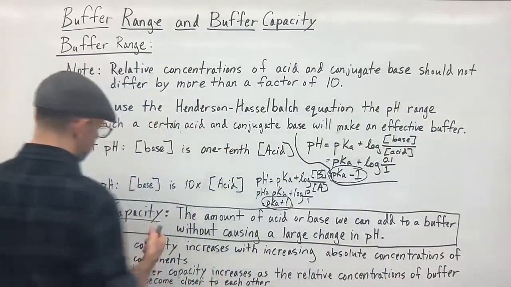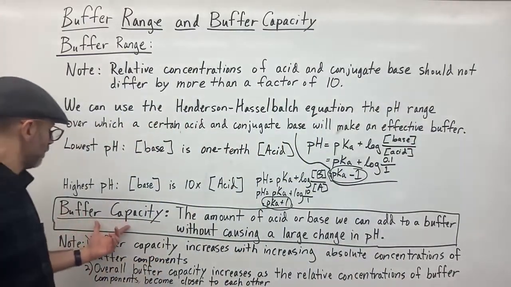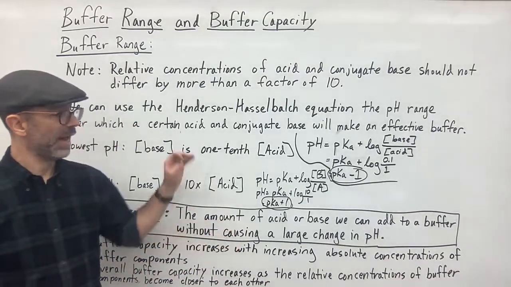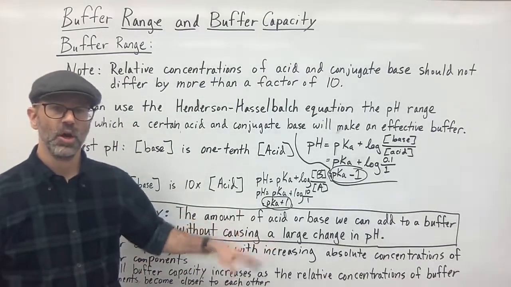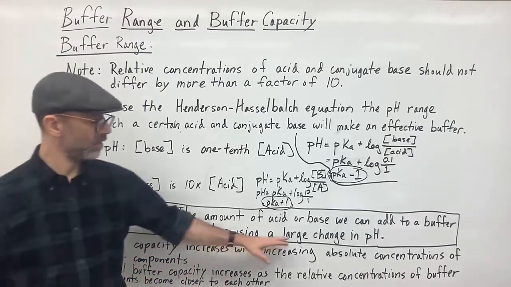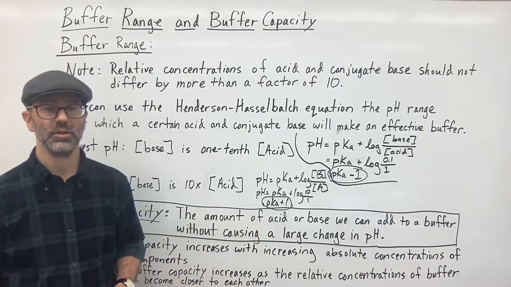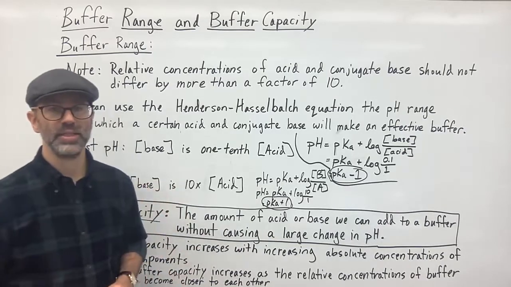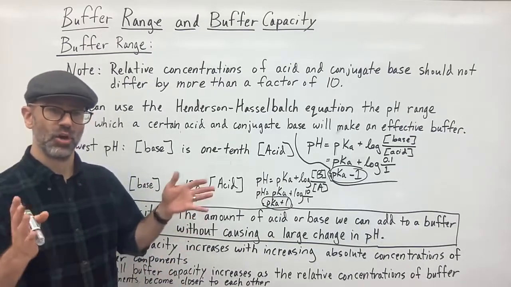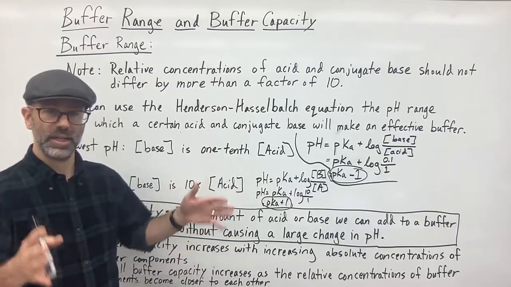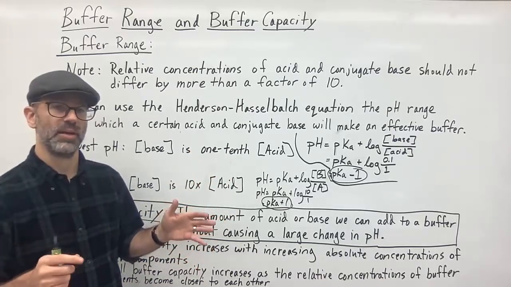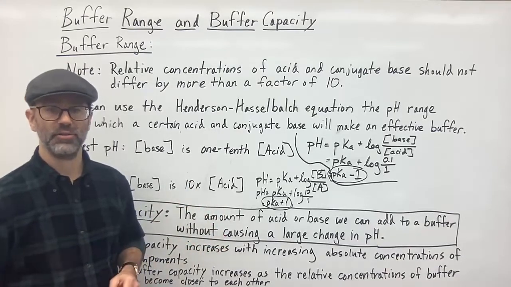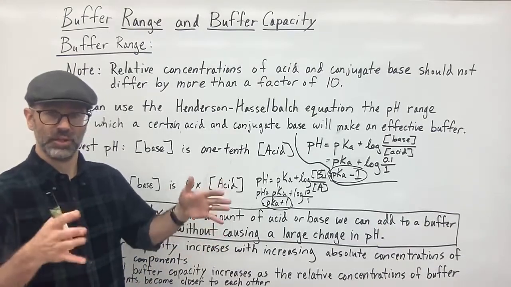So what is buffer capacity? The buffer capacity is going to be the amount of acid or base that we can add to the buffer without causing a large pH change. Okay, so again, we want to stay within that range. So staying within that range means that we can only add a certain amount of acid or base that's going to keep within that range.